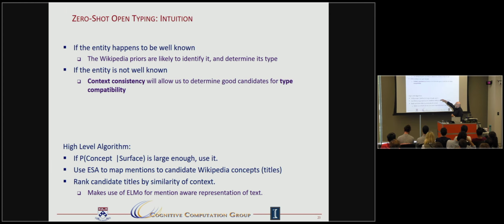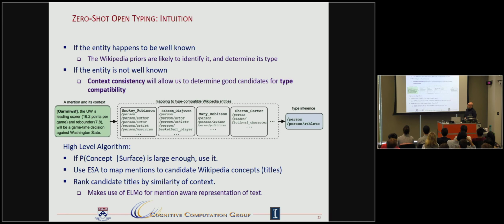So if the probability of a concept title in Wikipedia given the surface is very large, I know who this guy is. Otherwise, I'm going to use ESA to map mentions to candidate Wikipedia concepts. Otherwise, I'm going to look at context consistency and try to find many compatible mentions.